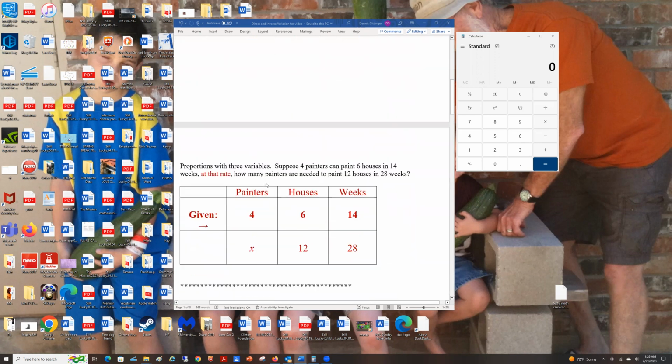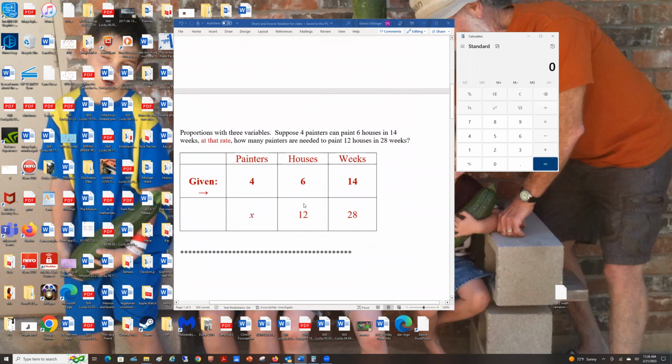Typically, when I give this lesson, which is proportions with 3 variables. Here's an example. 4 painters can paint 6 houses in 14 weeks. So 4 painters, 6 houses painted in 14 weeks. And you want to know at that rate.